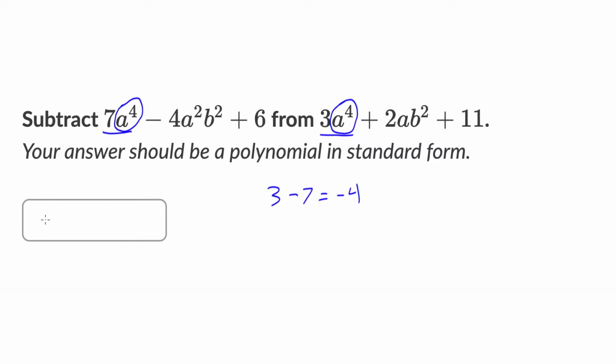It's pretty tiny, but oh well, what can you do? So we got negative 4a to the 4th, right? Don't forget the variable. You just take it with you on the trip and put it in your trunk. Okay, so let's look at the next term.